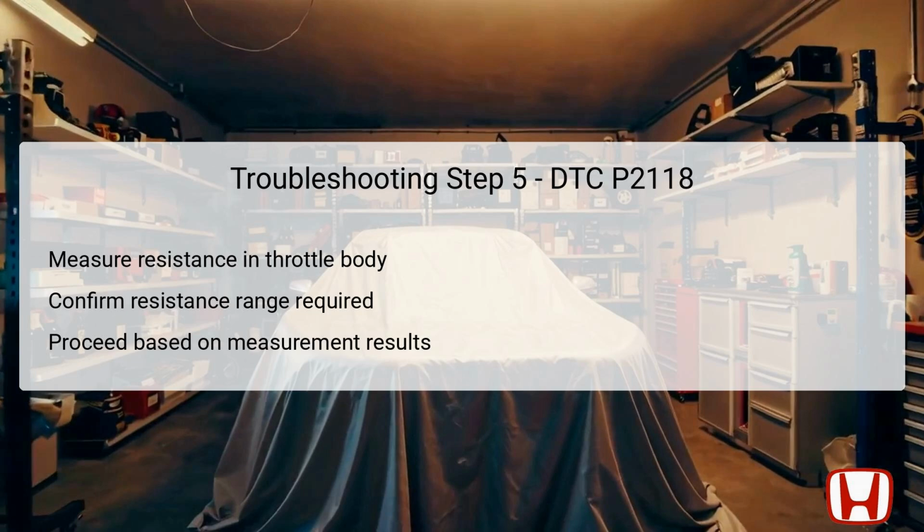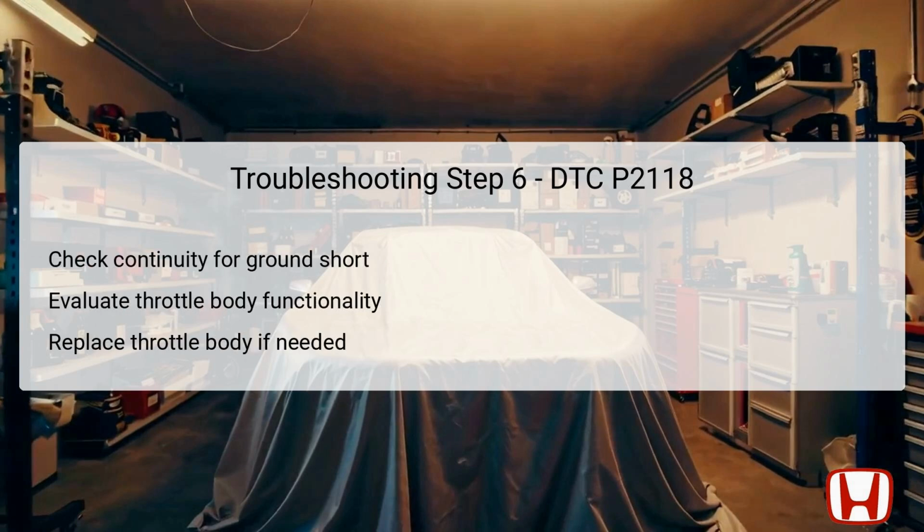that cannot be rectified. The 6th step in troubleshooting DTC P2118 requires checking for continuity related to ground shorts in the throttle body circuit. Maintain the vehicle in the off-lock position with both the PCM and throttle body 6P connectors disconnected. In this step, verify continuity between throttle body 6P connector terminals number 1 and number 2 at the throttle body side and a body ground.